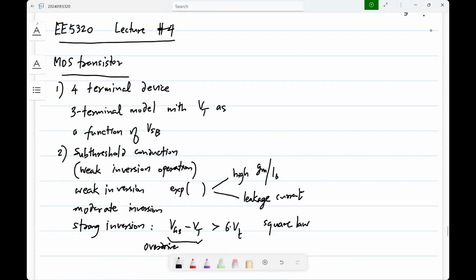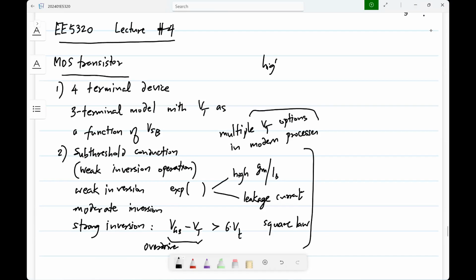So this is one of the reasons why you have multiple VT options in modern processes. And if you have a high VT, this means high speed, also high leakage.